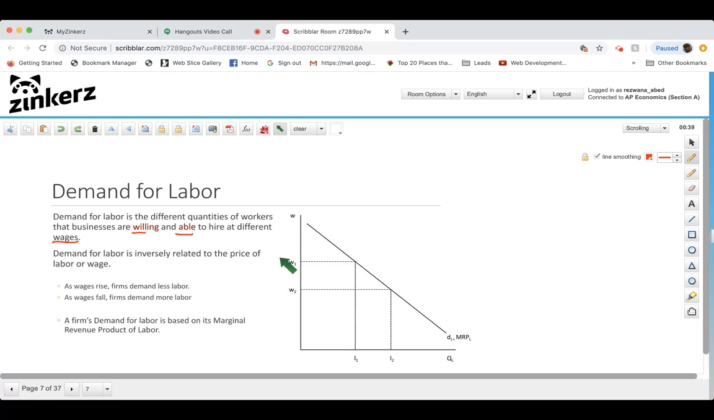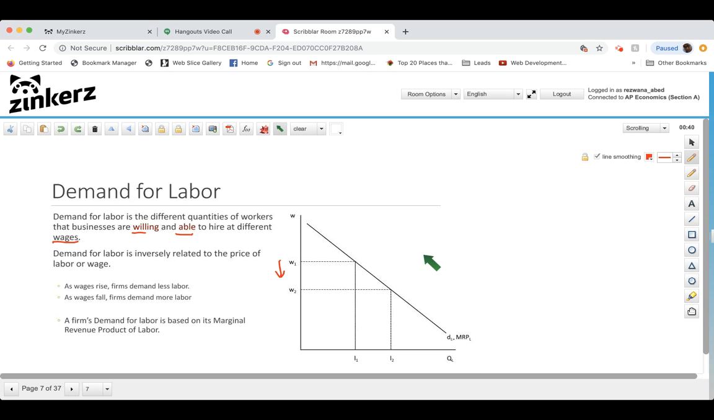At higher wages, as wage rises, firms are willing to hire the quantity L1. But if wages drop to W2, firms are willing and able to hire more workers, at L2. So as wages rise, firms demand less labor, and if wages fall, firms will demand more labor, which makes sense intuitively.